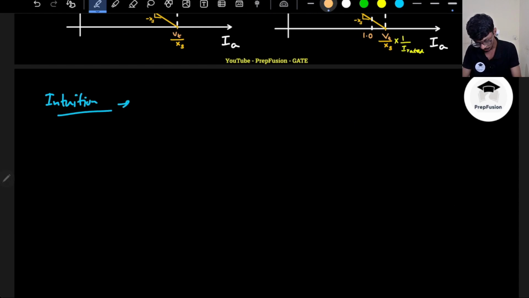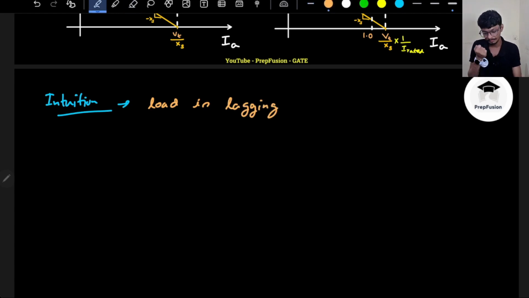So if my load is lagging, what does it mean? Load lagging means it is demanding reactive power.